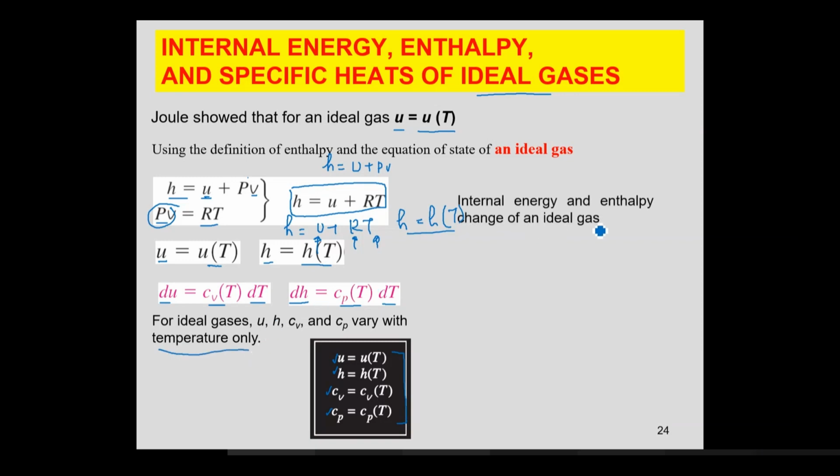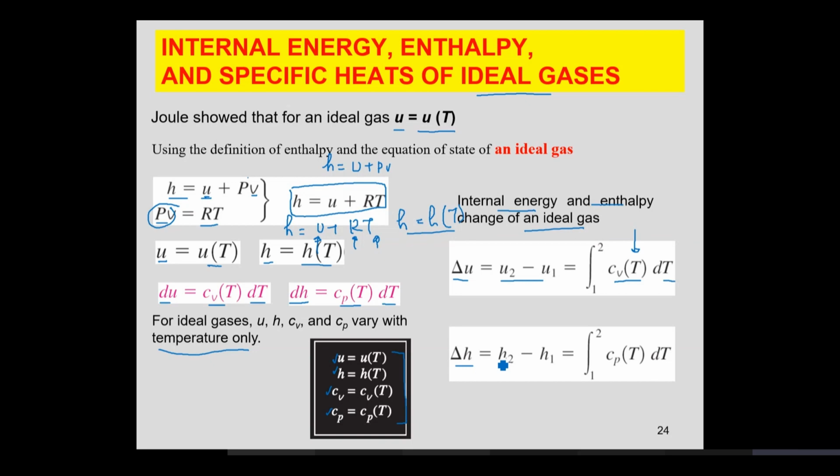Internal energy change and enthalpy change of an ideal gas could be expressed as this: delta U is U2 minus U1, or the integral from 1 to 2 of Cv(T) dT, where Cv(T) is a function of temperature. Similarly, enthalpy change of an ideal gas could be expressed as the integral from 1 to 2 of Cp dT, where Cp is a function of temperature only. So far, is it clear or is there any doubt?